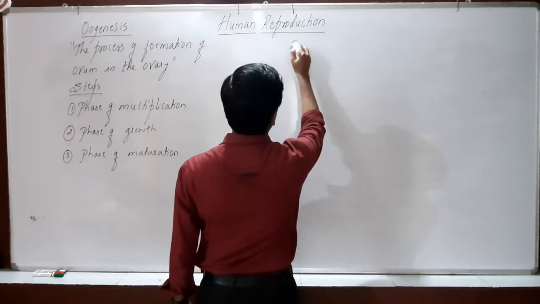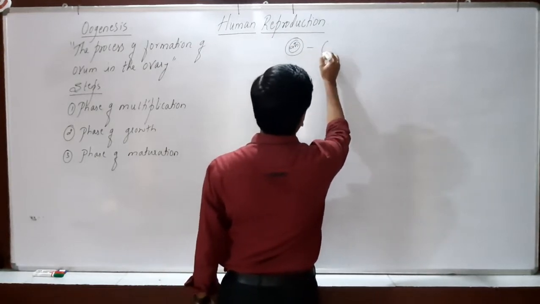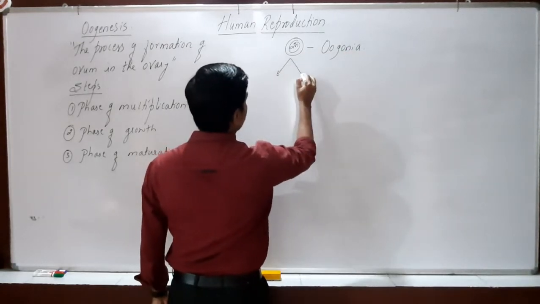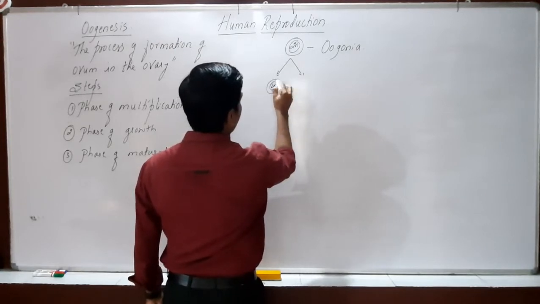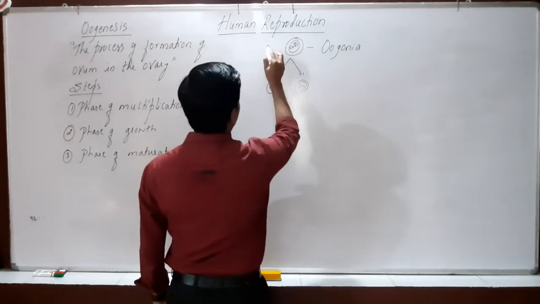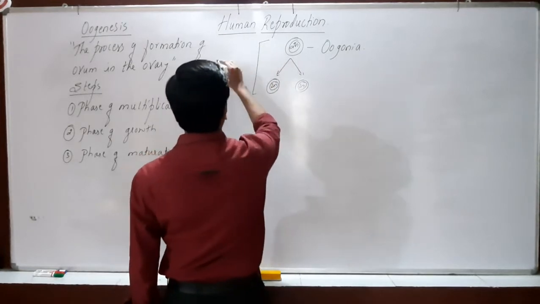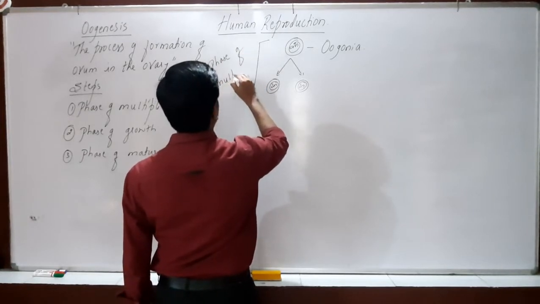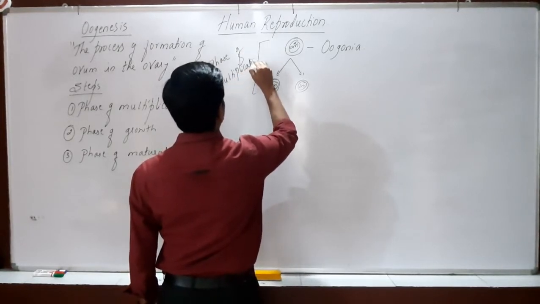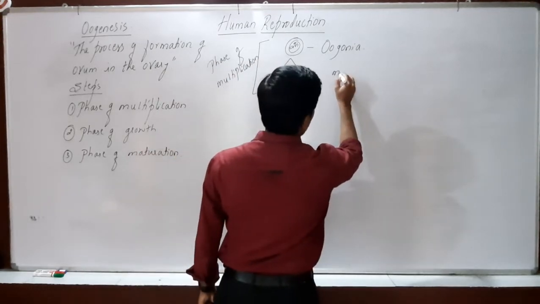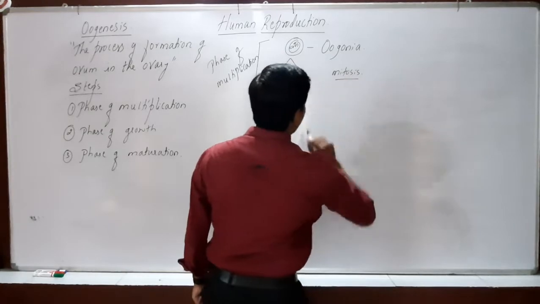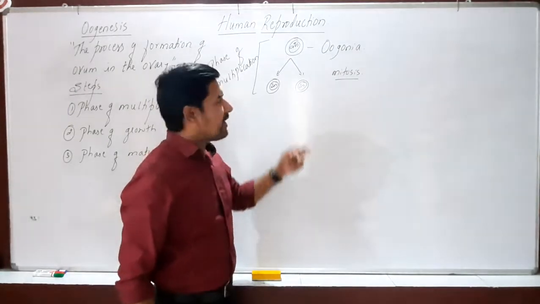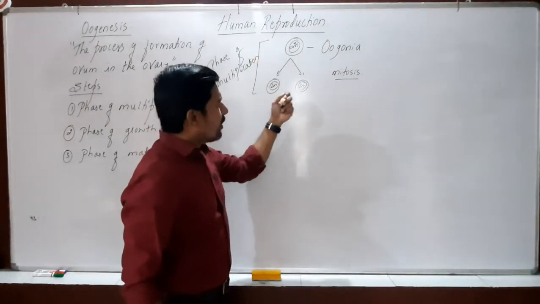So here we have diploid cells. This is called oogonia. This oogonia undergoes the phase of mitosis, and this is called the phase of multiplication, where mitosis will occur, where the oogonial cell multiplies or divides by the process of mitosis, where it forms from 2n to 2n cells.